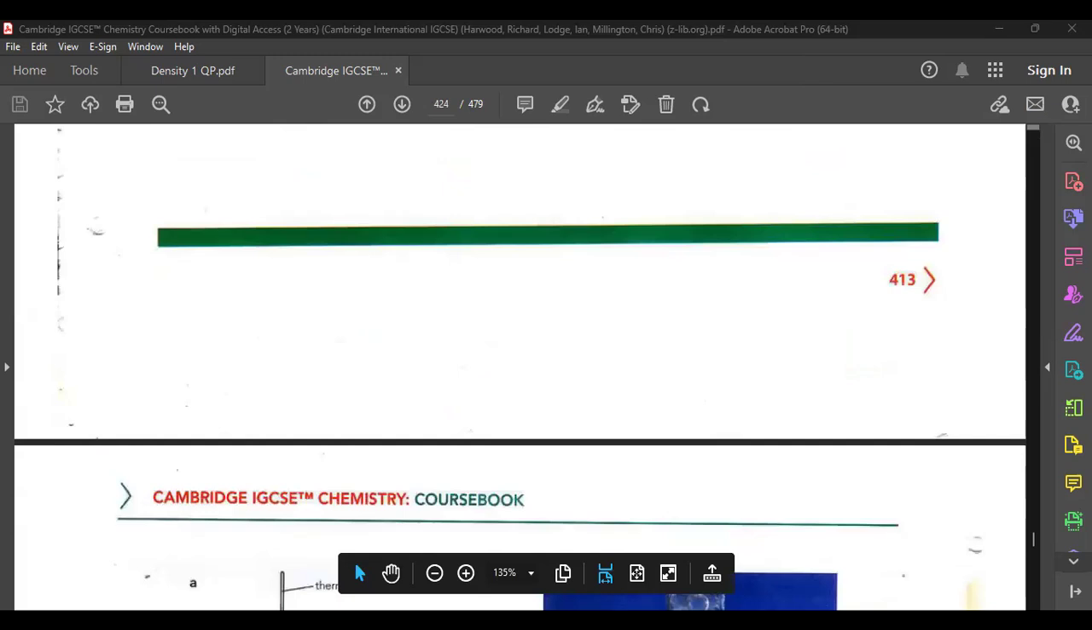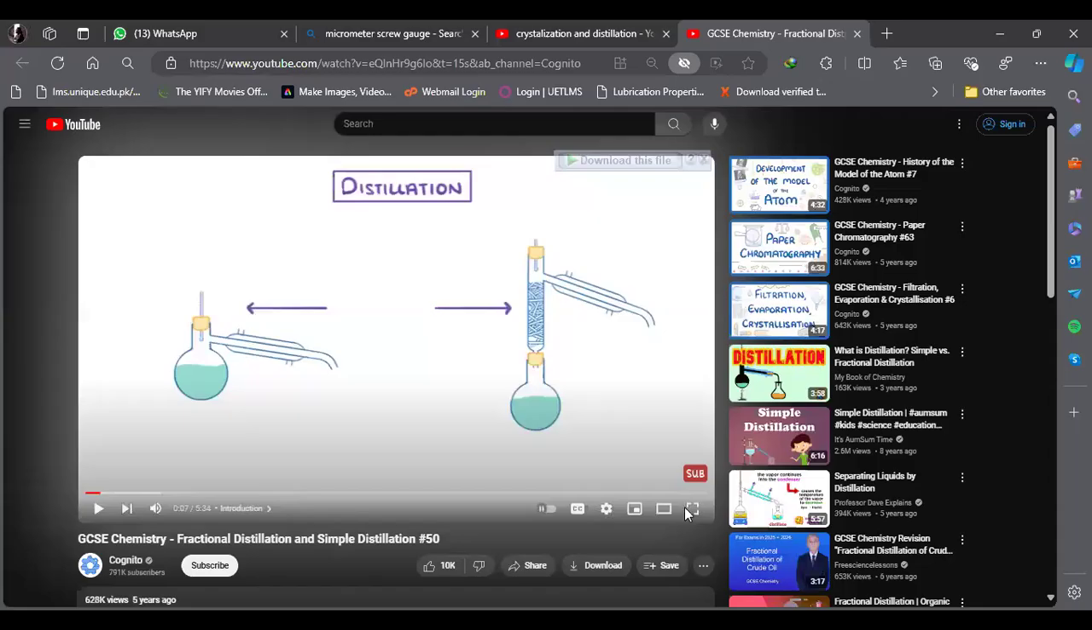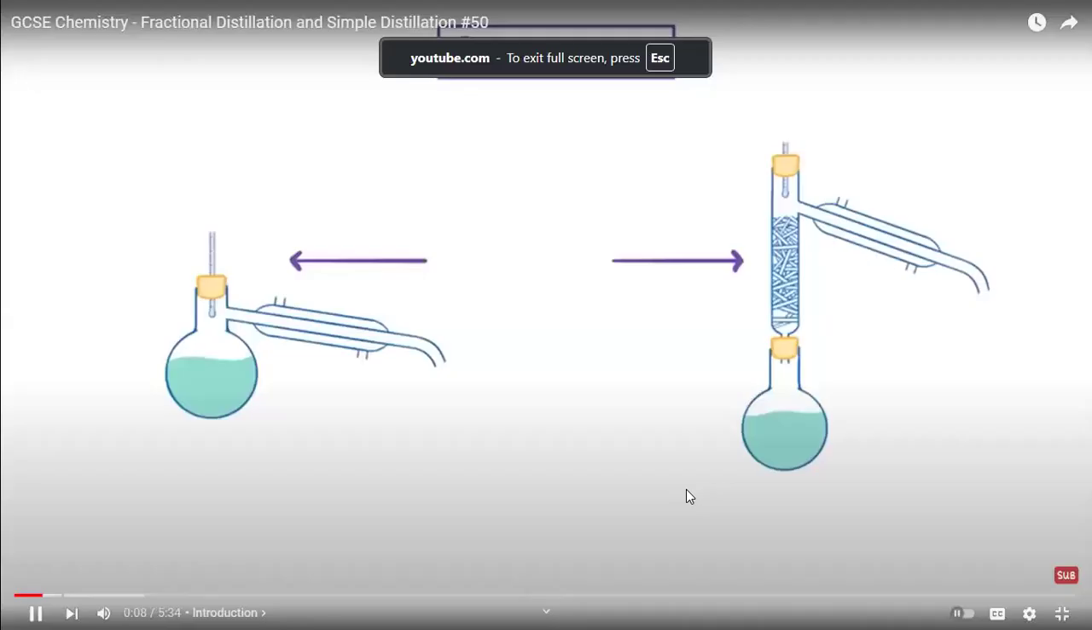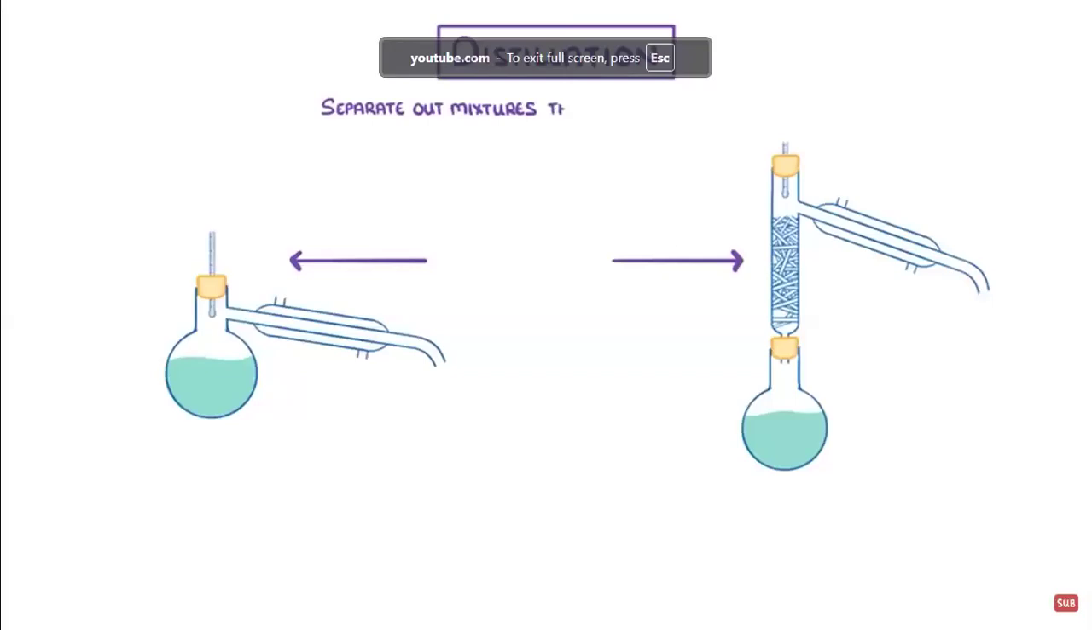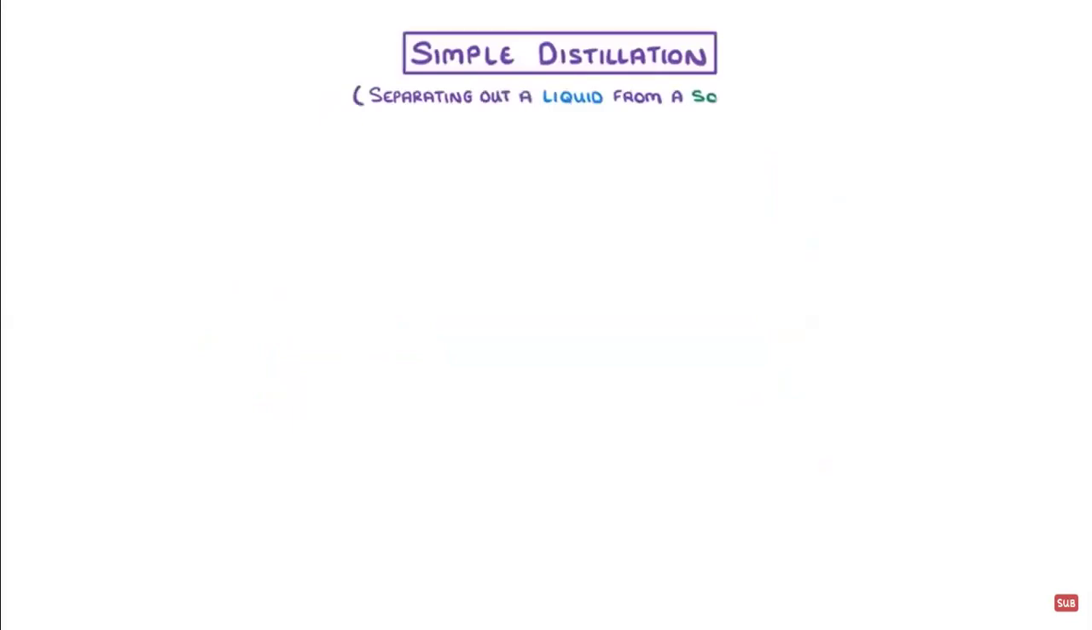Okay, let's have a video about crystallization and distillation. That we can use to separate out mixtures that contain liquids. Let's start with simple distillation, which is used for separating out a liquid from a solution. For example, we could use simple distillation to separate pure water from seawater.